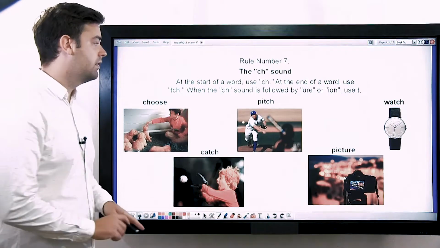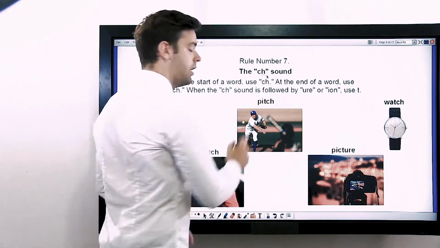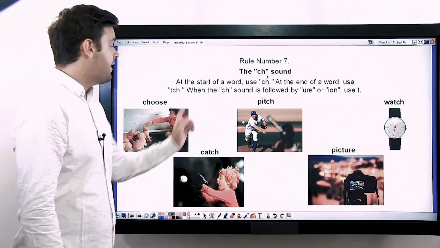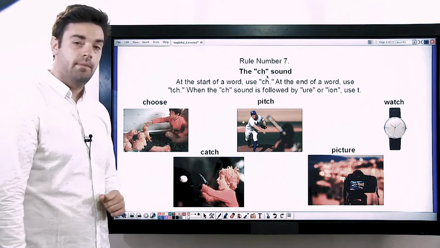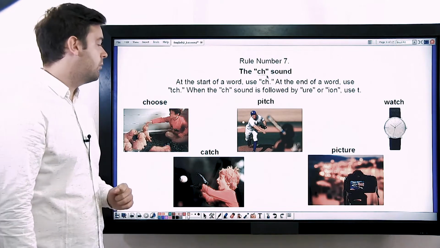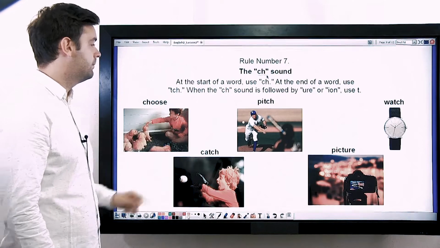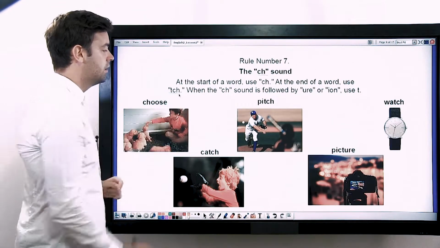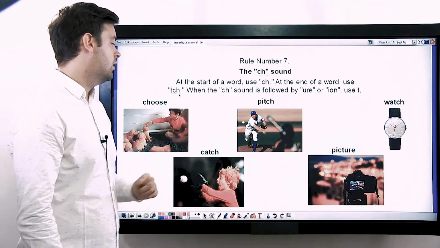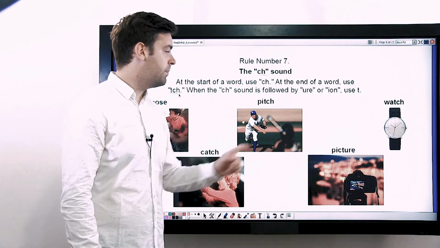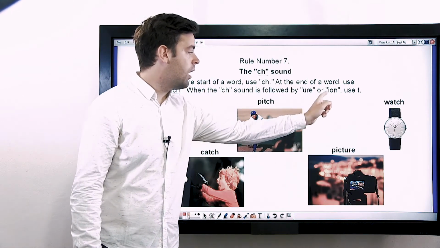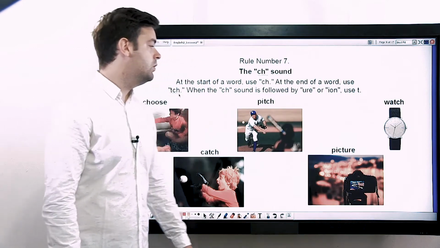Rule number 7, the ch sound. At the start of the word, use ch. At the end of the word, use tch. When the ch sound is followed by U-R-E or I-O-N, use T.